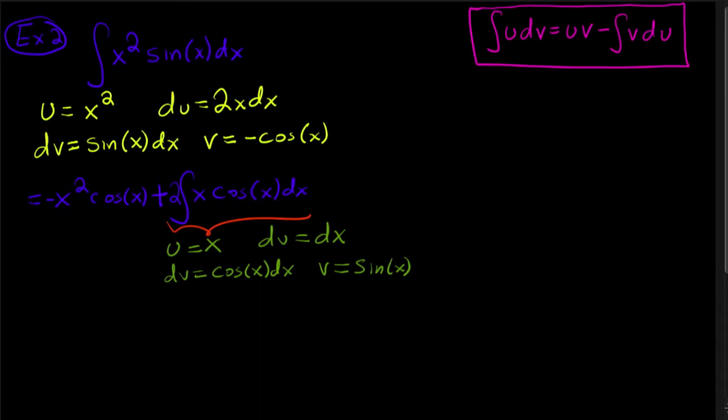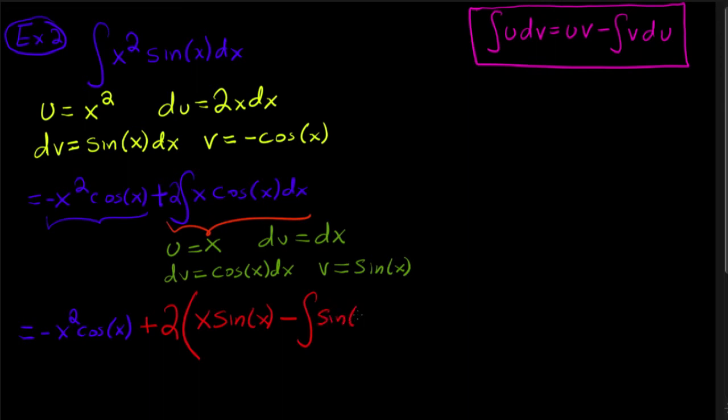So then what I have for my integral is negative x squared cosine of x. That's this original guy right there that I'm not changing. And then plus 2 times, and then applying the same integration by parts again. So I'm going to get u times v minus the integral of v du. So sine of x, and du is dx. And you'll notice that this one is an easy one.